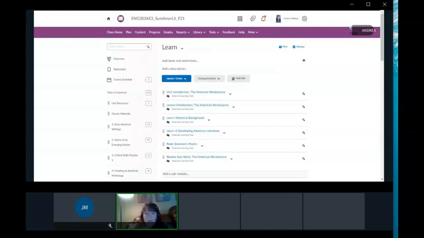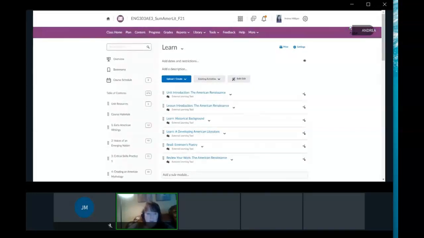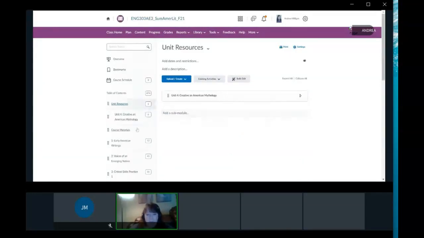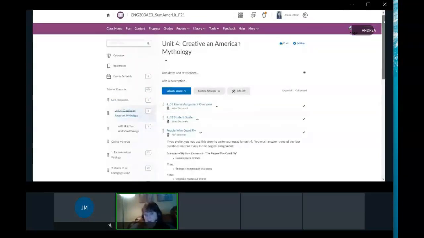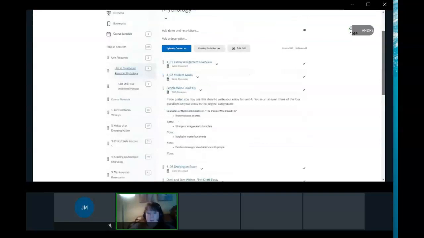Okay, so if you see content, you'll also see unit resources. So when you click on unit resources, you will see unit 4. So I went to content, unit resources, and unit 4. So when you open, now you can also find this within the lessons as well. Okay, I just happen to put them here too.